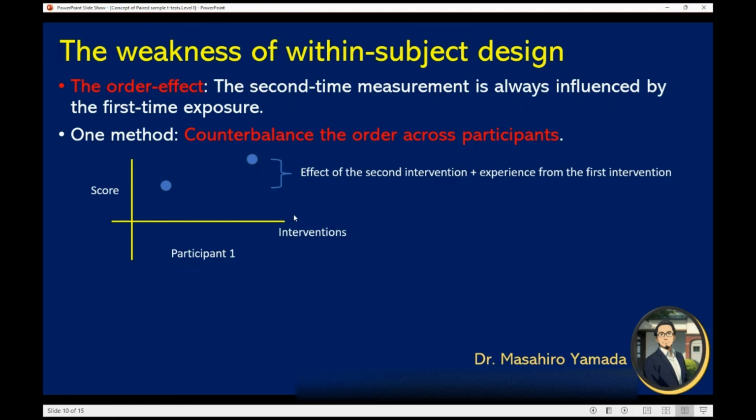So, one method to remove or reduce this order effect is counterbalancing the order across participants. Meaning, if you recruit 20 participants, 10 participants will experience condition 1 first and then condition 2, and the other 10 participants experience condition 2 first and then condition 1. So, theoretically speaking, the effect of the order will be washed out.